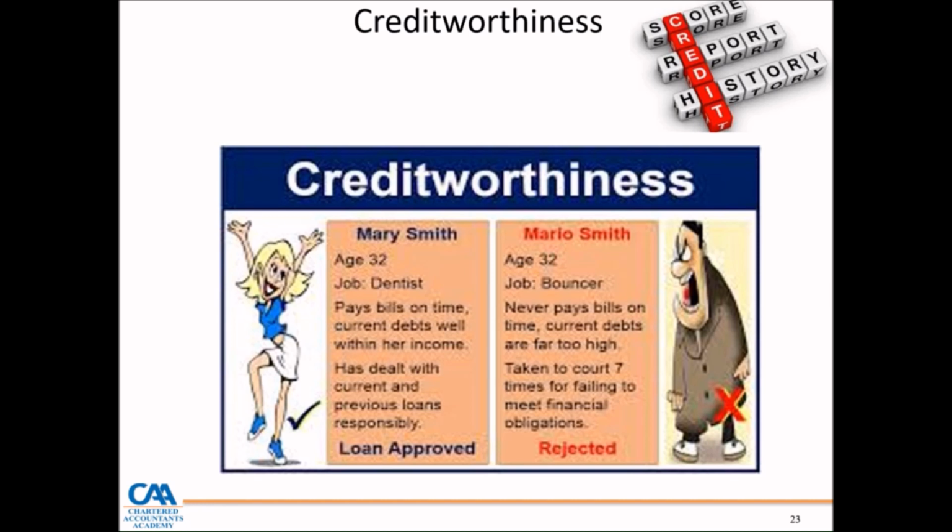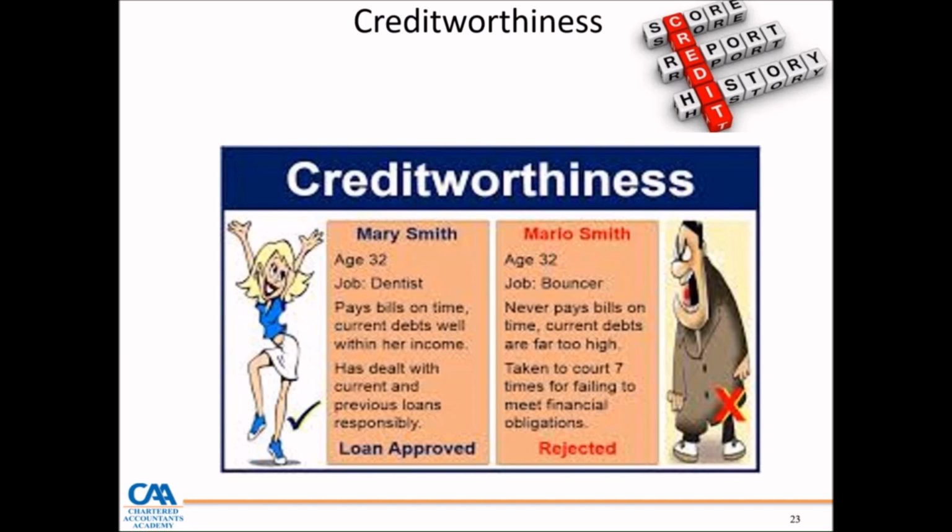Mary Smith pays bills on time, and her current debts are well within her income. And what is the attitude of Mario Smith? He never pays bills on time, and his credit debts are far too high. So as the credit manager, will you give Mario Smith a loan? What is the credit history?